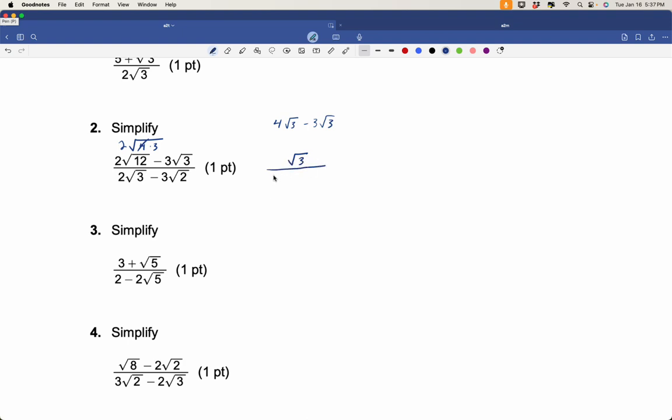So on the bottom, we still have 2 times the square root of 3 minus 3 times the square root of 2. And that's because they're not like terms. But now we can conjugate this and say 2 times the square root of 3 plus 3 times the square root of 2 over 2 times the square root of 3 plus 3 times the square root of 2.